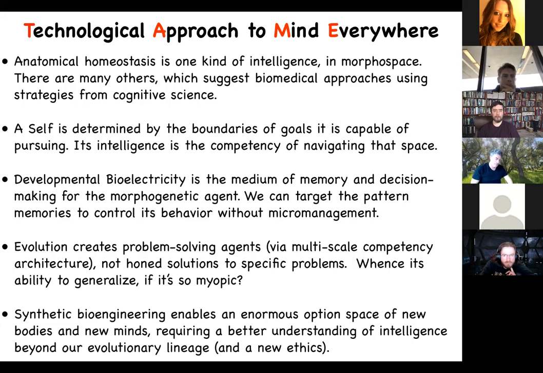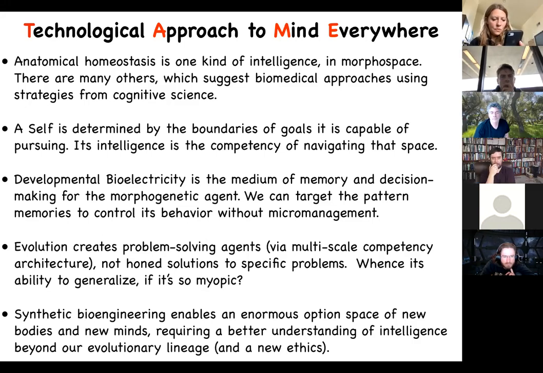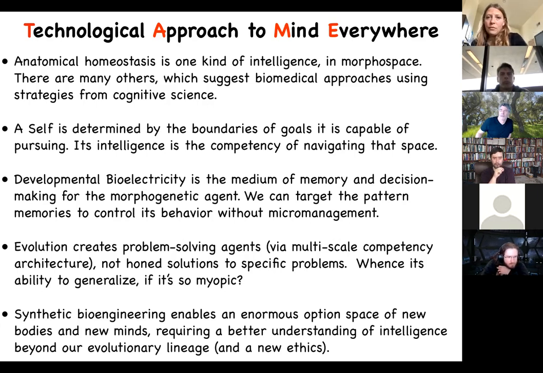Just to summarize that, I think anatomical homeostasis, the ability to reach anatomical goals, is a really instructive kind of intelligence, which tells us something about different ways of scaling and different ways of solving problems. And it suggests all kinds of new biomedical approaches, which we are pursuing. One way to look at selves is via the boundaries of the kinds of goals they are capable of pursuing.